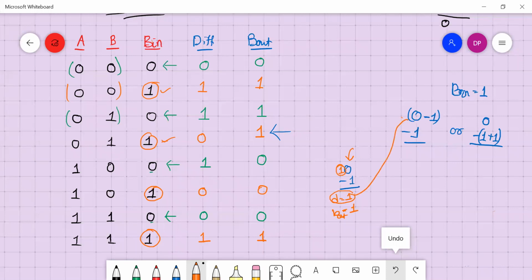Which one have we calculated? We have calculated this. Now if you write this, this is equivalent to 1 minus 1, and this is also taken into account. B out, already we got 1. And what will be the difference of 1 minus 1? It is 0. Difference is 0, B out is 1. Is it clear?